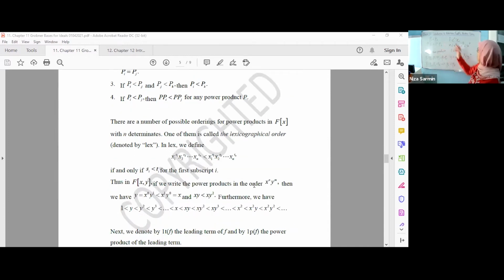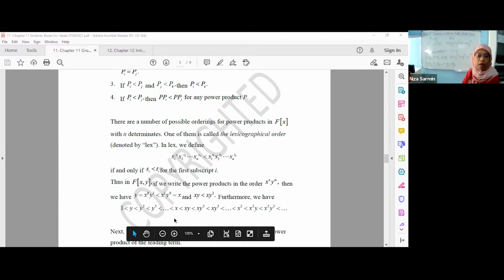Now, this is what I mentioned last time. I hope you have read it through. This is called the lexicographical order. And we define this. We define one is less than another one depending on the subscript. So for the order I wrote before, one is less than y, less than y squared, and so on. It's always this. And then if you have y less than x, and then you introduce x.